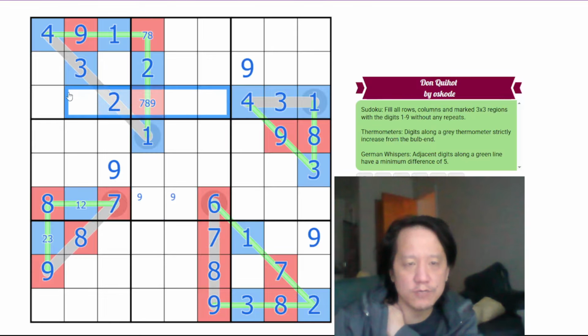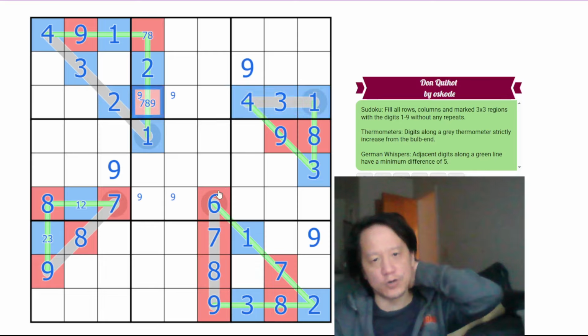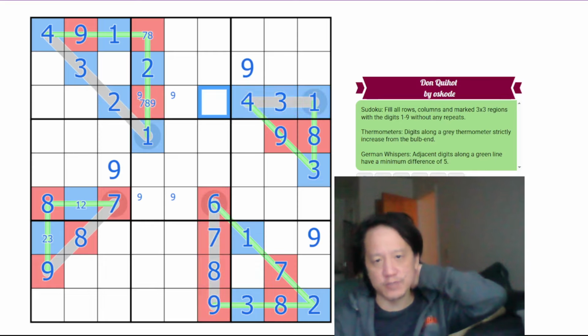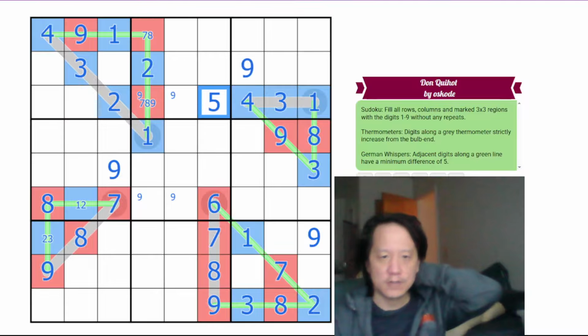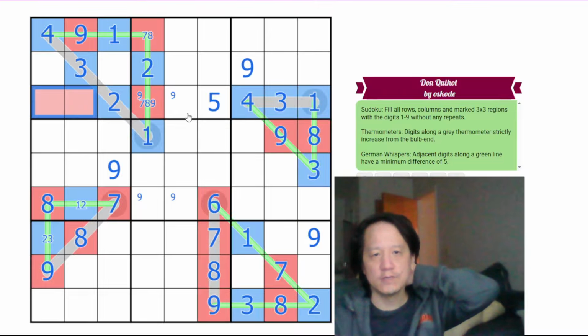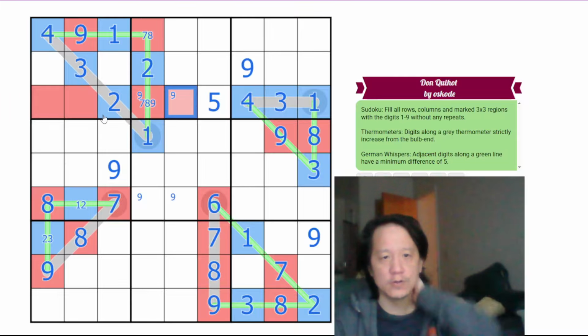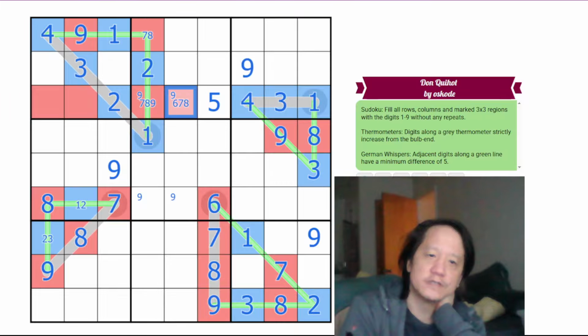Where's 9 in row 3? Can't be here because of 9 in the box, and these are filled out. Can't be here because 9 in the column. So 9 has to be here. This digit sees 1, 2, 3, 4, and 6, 7, 8, 9. So this must be 5. That leaves the remaining digits in row 3 as 6, 7, 8, 9, and they're all high. So we have 6, 7, 8, 9 here.